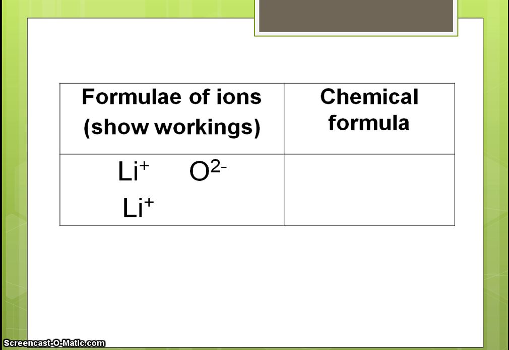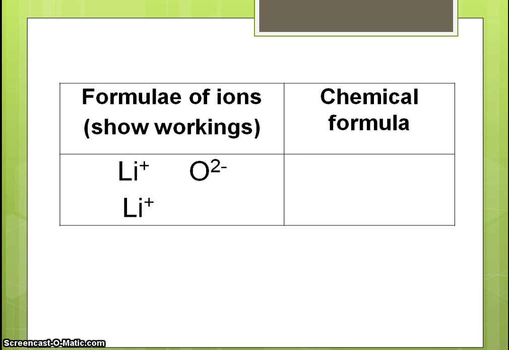In your worksheet, you'll be required to show the working before writing down the chemical formula of the compounds. How do you do that? To show the working, you first write down the formulas of the ions in the compound. In this case, you have your lithium ion, Li+, and your oxide ion, O2-. So you write it down in a column below.